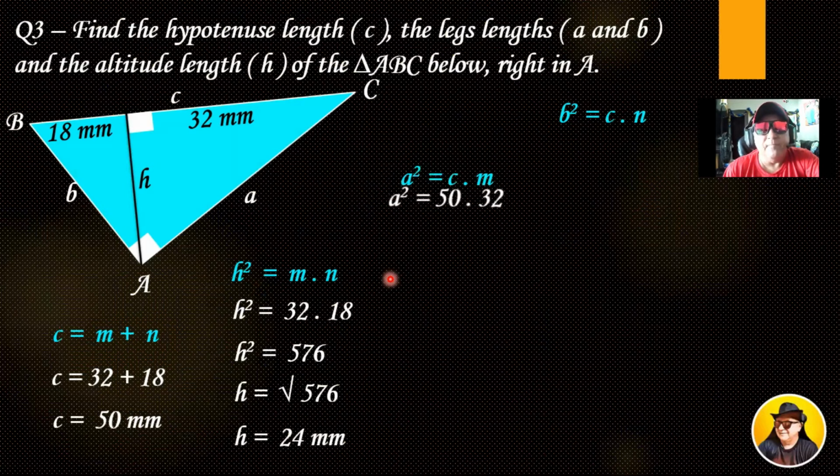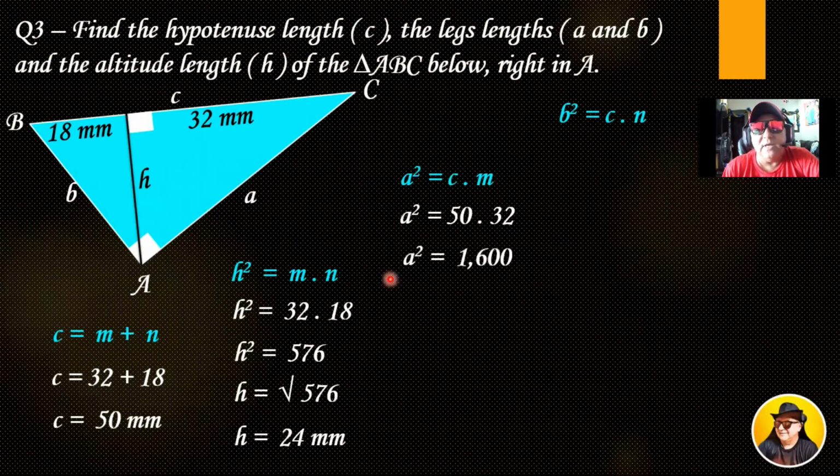Let's go ahead. So A squared is C times M. C is 50, M is 32. So 50 times 32 is 1,600. Taking the square root of this value, so A is 40. So A is 40 millimeters.